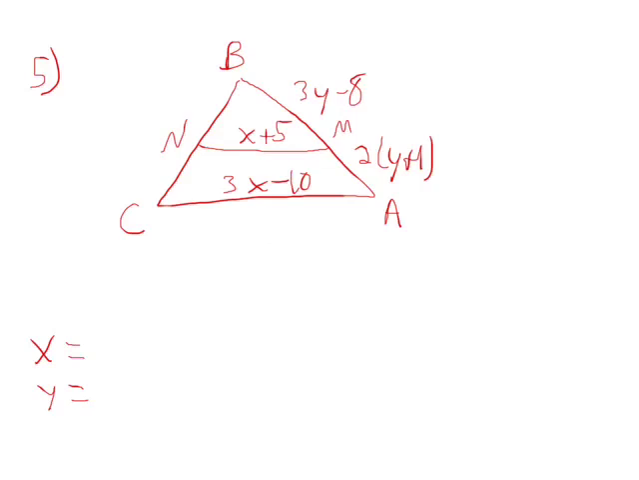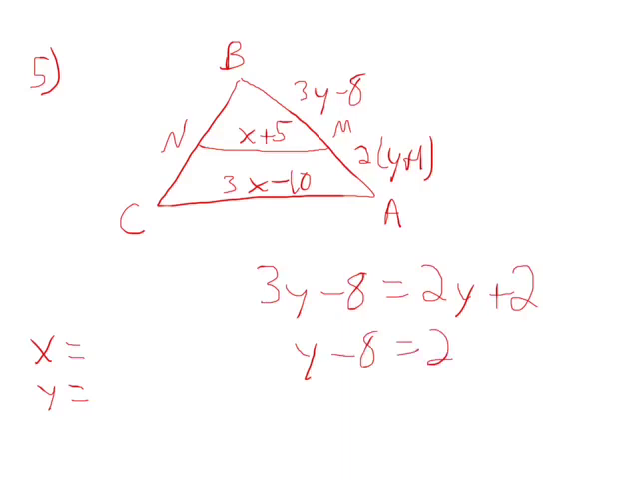If M is indeed the midpoint of AB, then the segment from B to M, which is 3y minus 8, is equal to the distance from M to A, which is 2 times (y plus 1). We can set up an equation: 3y minus 8 equals, if we distribute, 2y plus 2. We solve for y by subtracting 2y from both sides. We get y minus 8 equals 2. We add 8 to both sides and we get y equals 10.